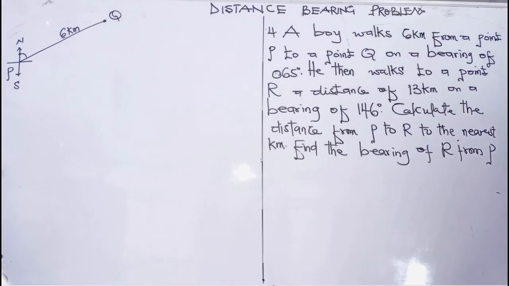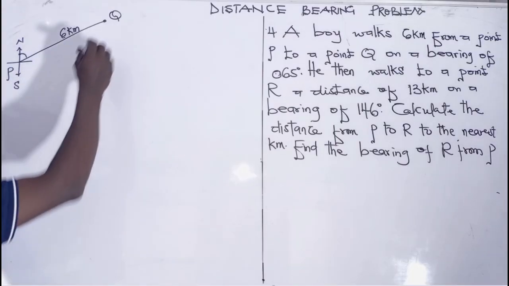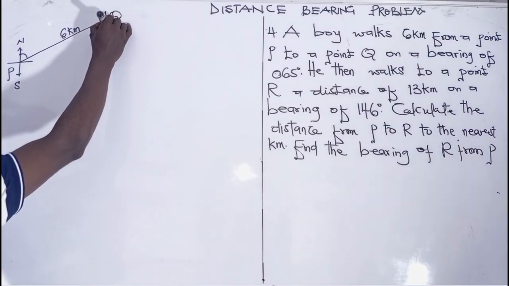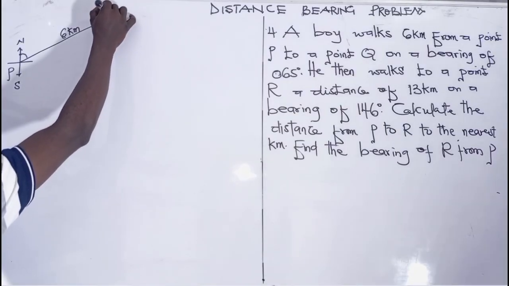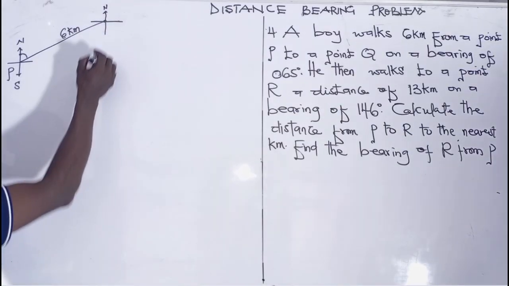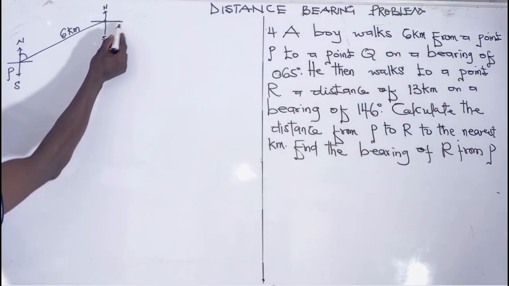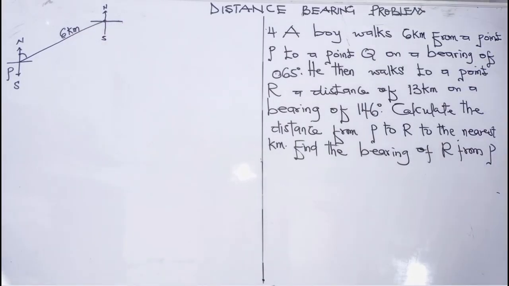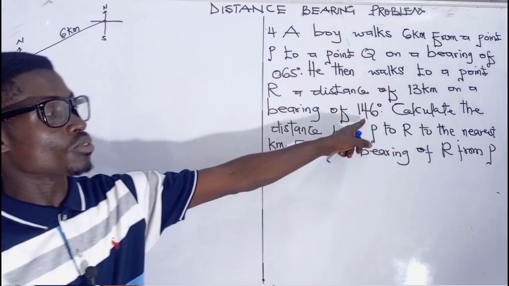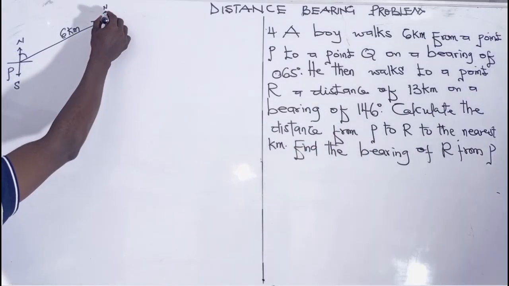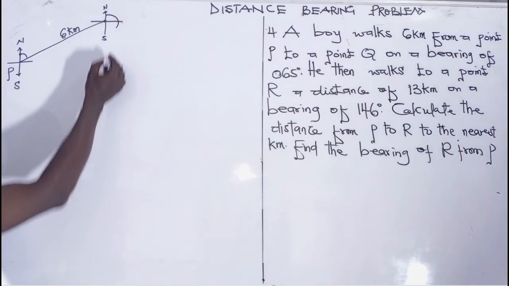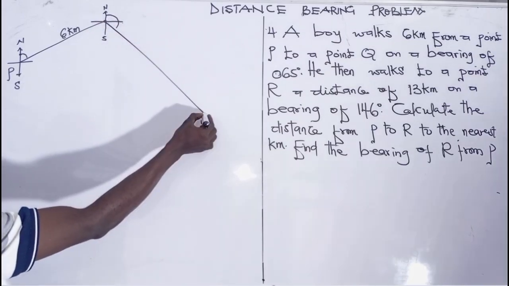He then walks to a point R, a distance of 13 kilometers on a bearing of 146. So we are going to draw our second cardinal point here. And from here, our north pole is still at this one point. Our south pole is still here, our east, and then our west. You know that 146 will fall in the second quadrant if you have to measure from the north in a clockwise direction. So it is going to fall here, and then we draw our distance.